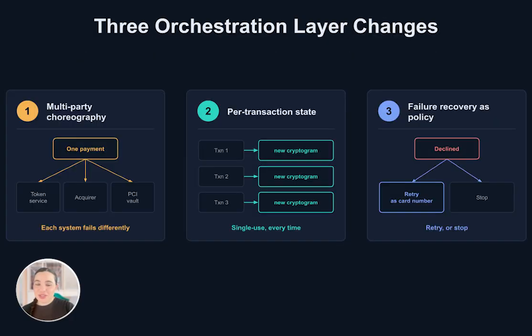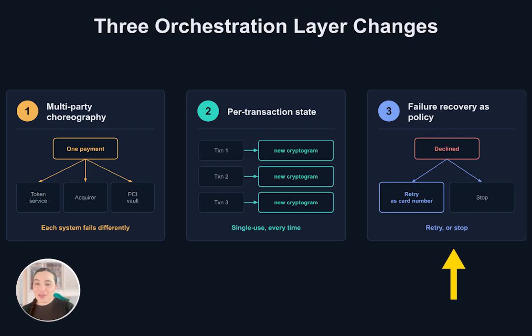So think of the orchestration layer as owning three things your app would otherwise have to own itself. First, multi-party choreography. A single payment touches the card network's token services, one or more acquirers, and a PCI-scoped vault. And each one of those is a separate system with its own API and its own ways of failing. Second, per transaction state. A network token isn't a credential you fetch once and reuse forever. Every authorization needs its own fresh, single-use cryptogram. So the orchestrator generates a new one for each transaction and drives it all the way to done.